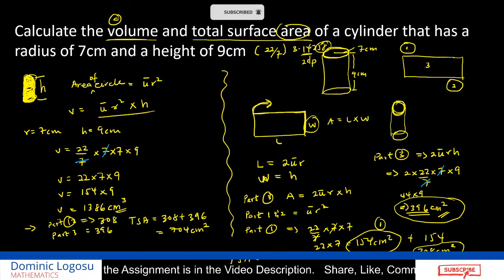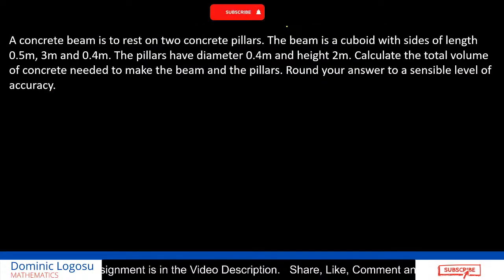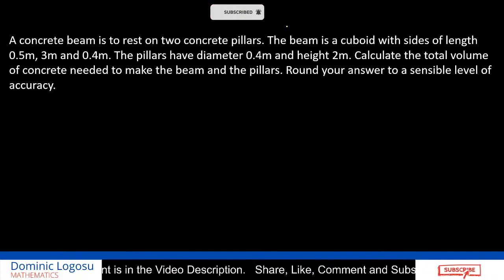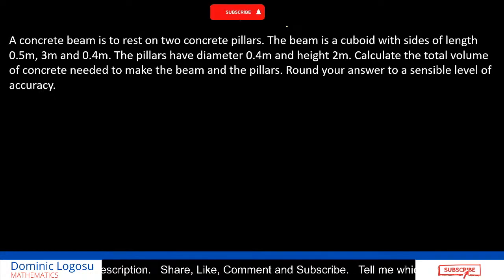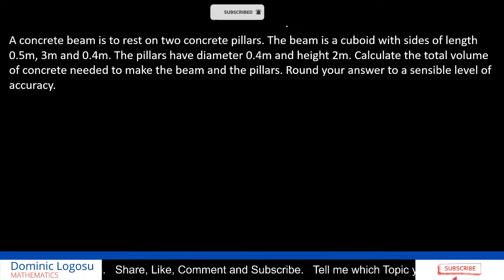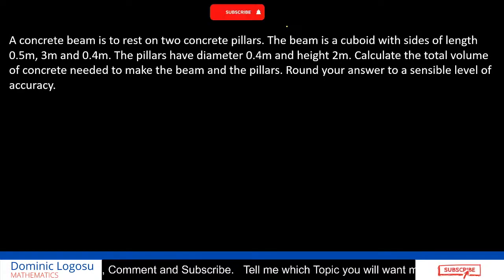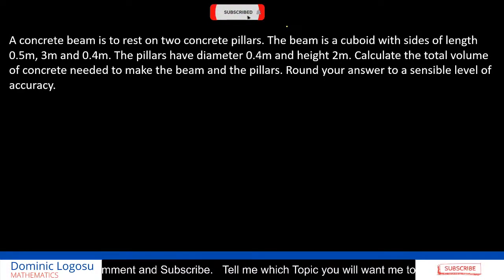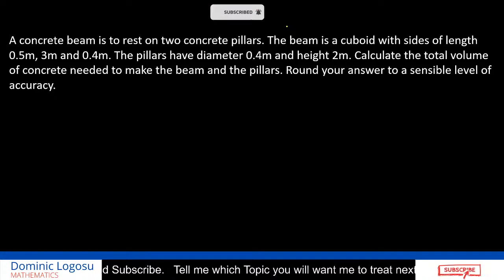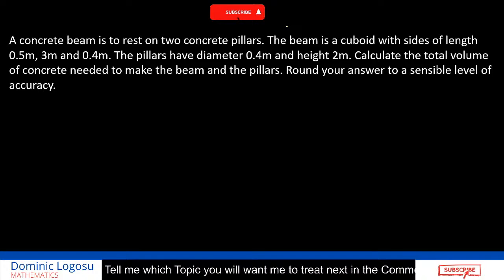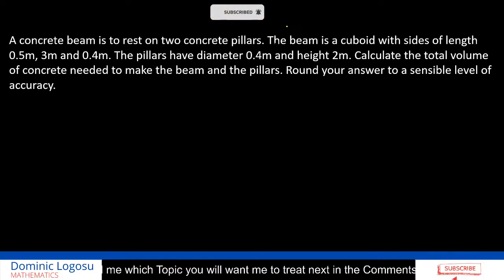So we are going to move to the next example. Now the next example is a long one, but it should be interesting. Any type of word problem that is given to you, if it is pertaining to area and volume, try and do some form of drawing for it. If you don't, you should find yourself wanting.